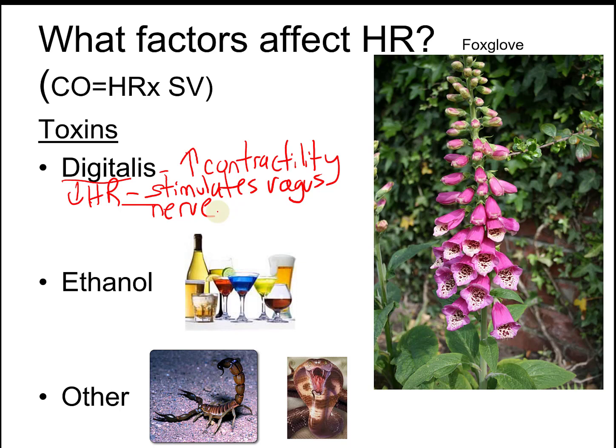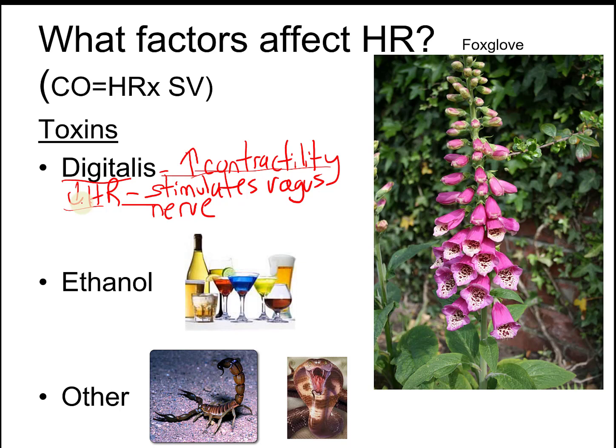So physicians figured that this would be a great drug for people who had a heart attack, had damage to the myocardium, because this is exactly what you want to happen. You want to increase the force with which the muscle contracts, because you've lost a lot of myocardium. But you also want to lower the heart rate. And so digitalis is a great drug for that.